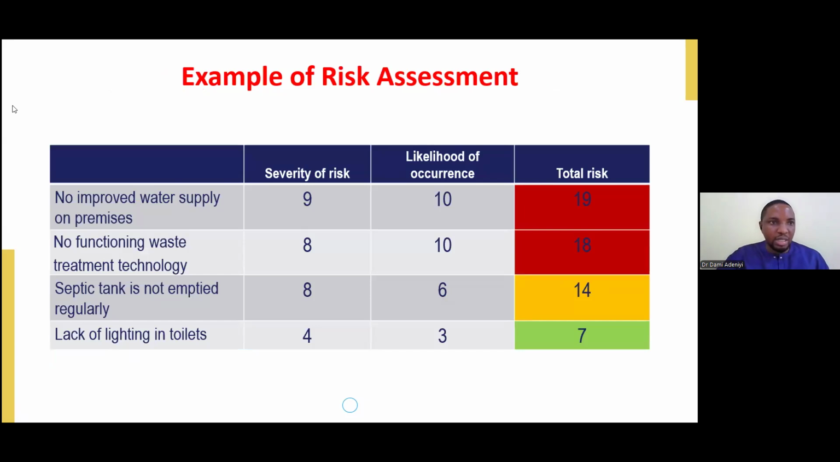So this is an example. This is a classic example of doing a risk assessment for certain problems that have been identified. No improved water supply on premise is an example. The severity of the risk associated with that can be scored 9 out of 10, which means that the severity is huge. And then the likelihood that those problems will occur is, in this case, 10 out of 10. So we have a total risk of 19.